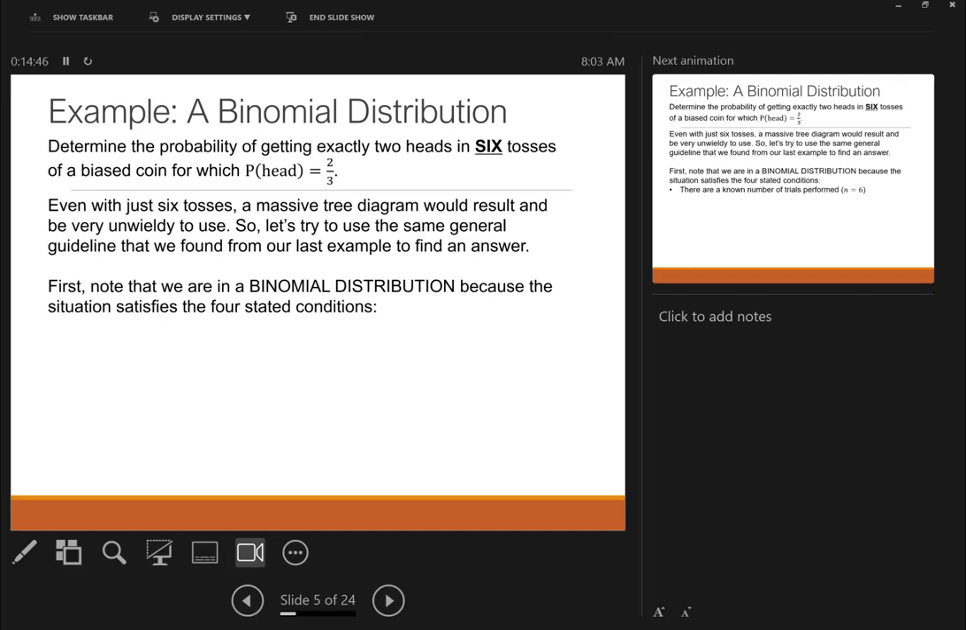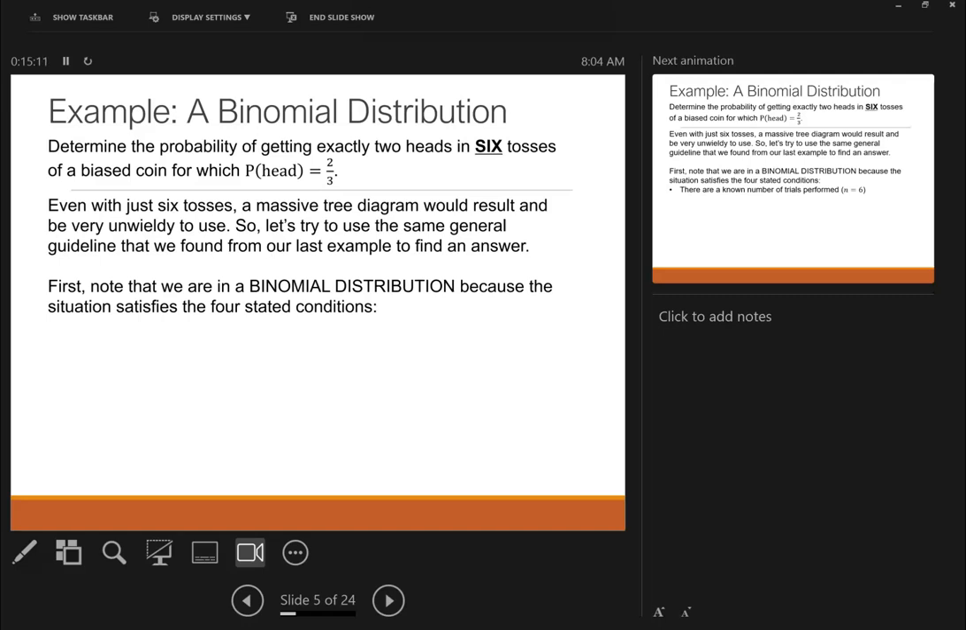Again, we're going to note: is this a binomial distribution? Is there a fixed number of trials? Yes. How many trials are there? 6. Is the probability constant across all trials? Yes. What is the probability of success? 2/3, right? Because it told us this is that weird coin, the cheater coin.